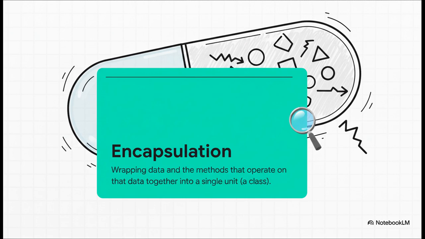First up, we have encapsulation. This is a huge one. It's the idea of wrapping up an object's data and the code that works on that data all together in a single unit, like a protective little capsule. What this does is it stops other parts of the program from just reaching in and messing with the data directly. And that, right there, makes everything way more secure and stable.